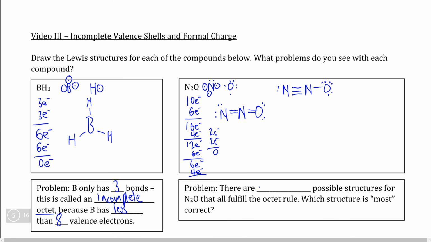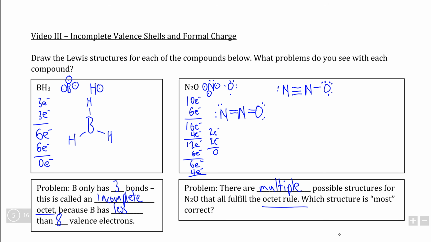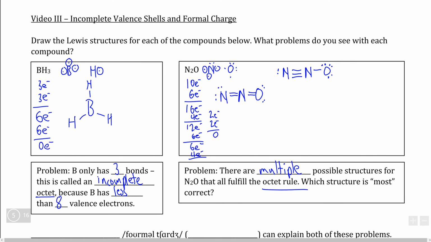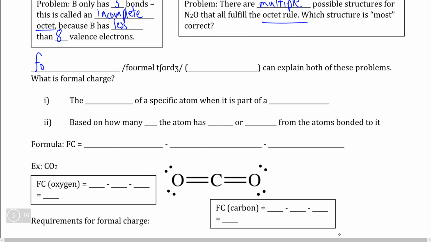Well, the problem here is that we actually have multiple structures that we can do that both fulfill the octet rule. So how do we decide which of these structures is more correct? Is there even one of these that is more correct? Well, the answer to this, as well as the answer about how we reconcile boron compounds, can be answered using something called formal charge. Formal charge is, as it says, measuring the charge of atoms, but only when those atoms are part of a compound.